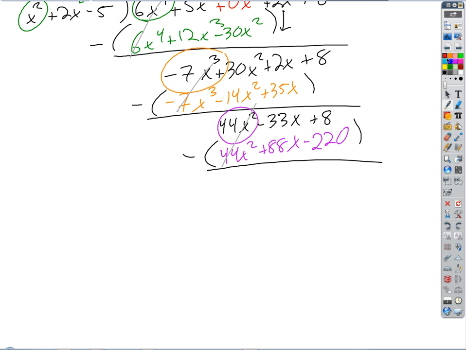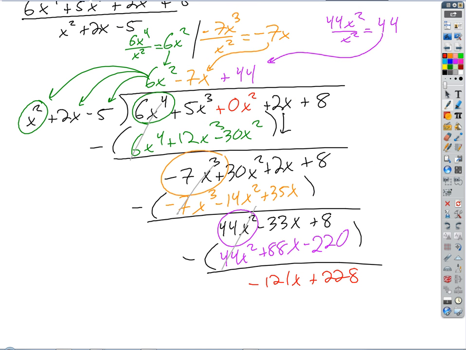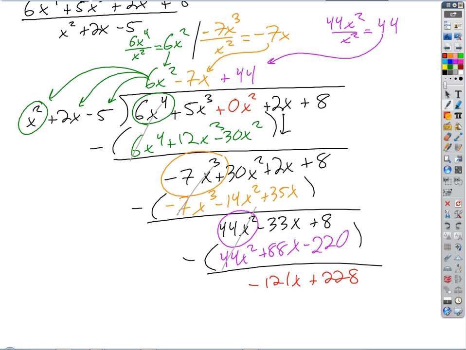So we got negative 121x plus 228. Okay, can we go any further? No. How come? Okay, for two reasons. Because that's the constant. And also, look at this x squared. Now, the next time we'd be asking, how many times does x squared go into 121x? Well, it doesn't, right? So we're done, right? So this is the remainder then, right?